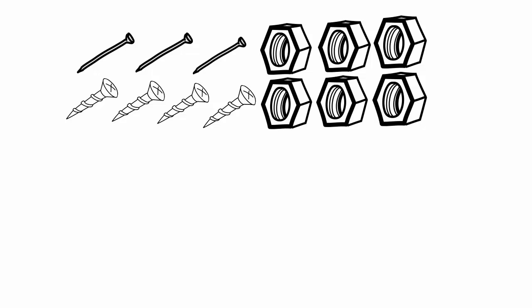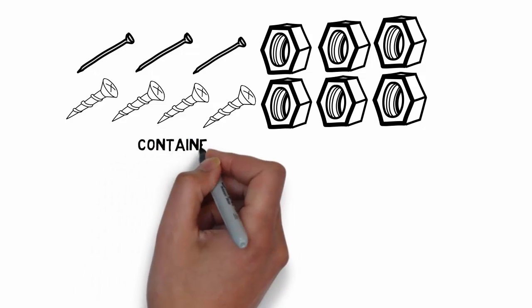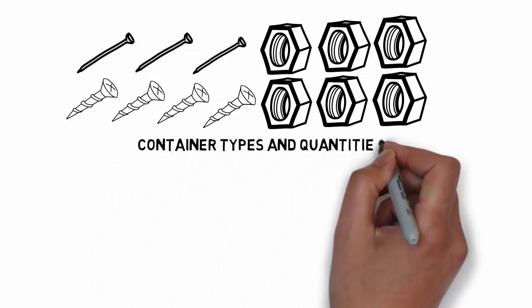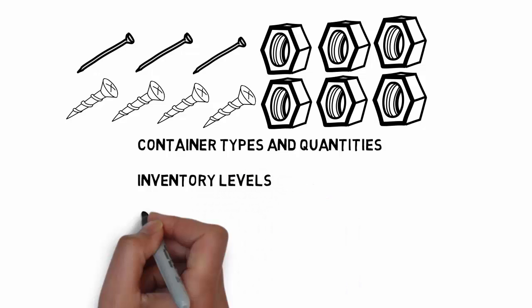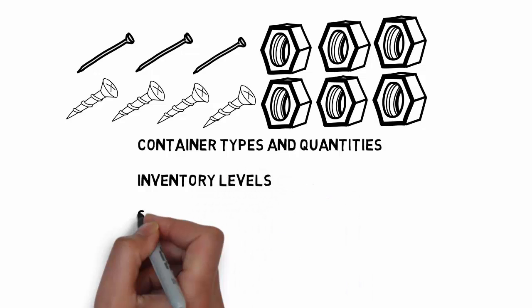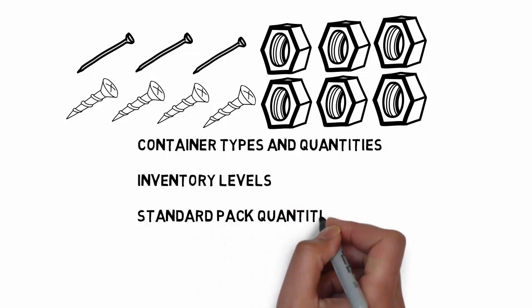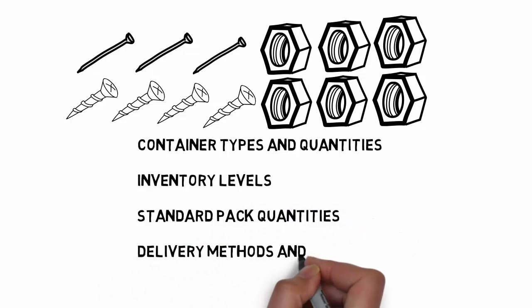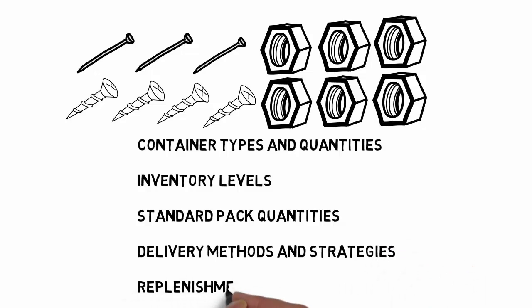So, what do you do when you plan? Well, you need to complete the blank columns in your plan for every part spreadsheet with the following types of information: container types and quantities, inventory levels, that's planned inventory levels at each storage location and supermarket, standard pack quantities, delivery methods and strategies, the replenishment signal methods including Kanban, conveyance methods like tuggers, fork trucks, AGVs, and so on, and line ready status when you're all done with the part, just to signal as a flag that this part is ready for implementation.